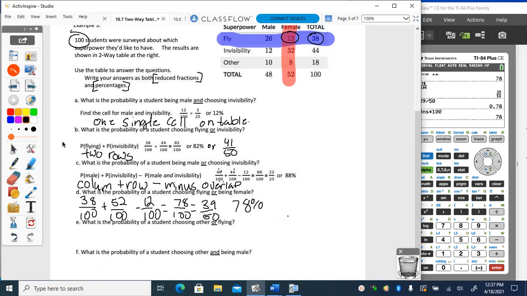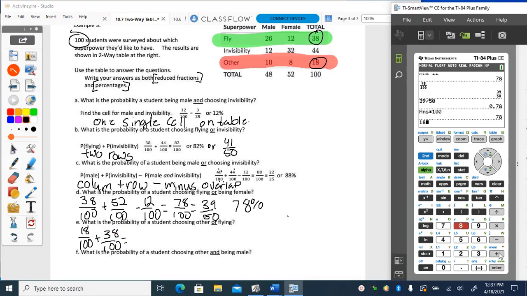All right, let's do another one. So now we want to know what is the probability of choosing other or flying? So let's see what we have. We have other, and then we have flying. Now those two rows are parallel, so we're just going to take their totals. So we'll take 18 over 100 and 38 over 100. So it's 18 over 100 plus 38 over 100. It's 18 plus 38. It's 56.